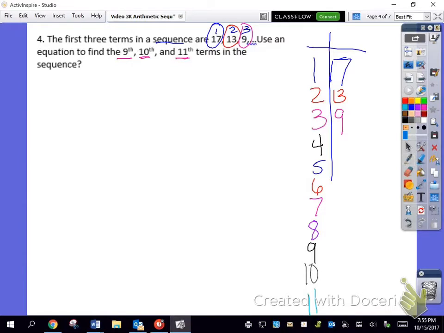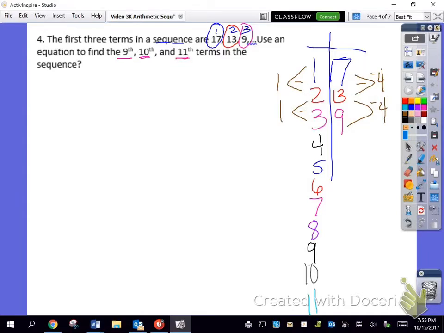So I'm going to find my rate of change. All right, 2 minus 1 is 1. 13 minus 17 is a negative 4. Remember, so every single time, 3 minus 2 is 1. 9 minus 13 is negative 4. Every single time, I'm going down by 4.